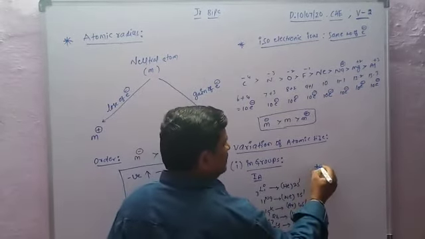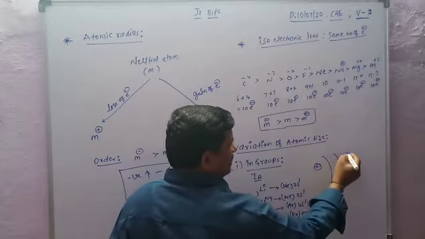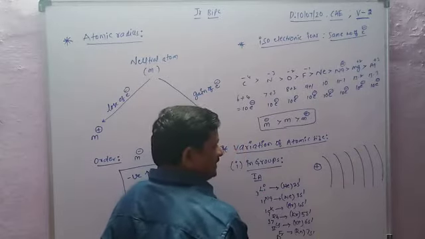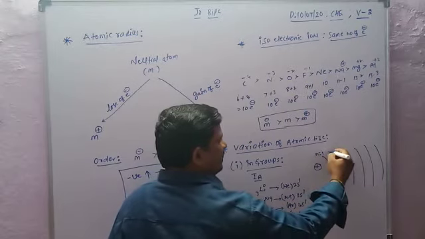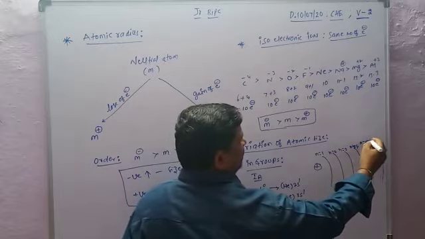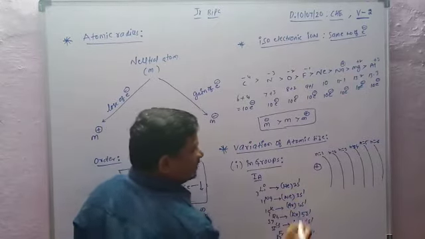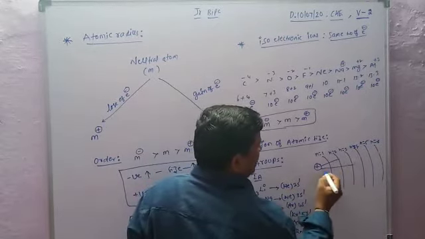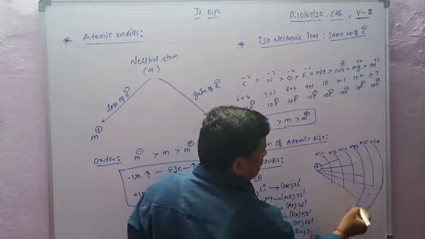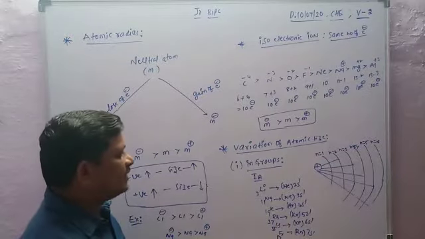For example, around the nucleus we have 1s, 2s, 3s, 4s, 5s, and 6s, like that. That is n equal to 1, n equal to 2, n equal to 3, n equal to 4, n equal to 5, n equal to 6. So it is 2s¹, 3s¹, 4s¹, 5s¹, 6s¹. From top to bottom, the n value increases, so what happens to size?